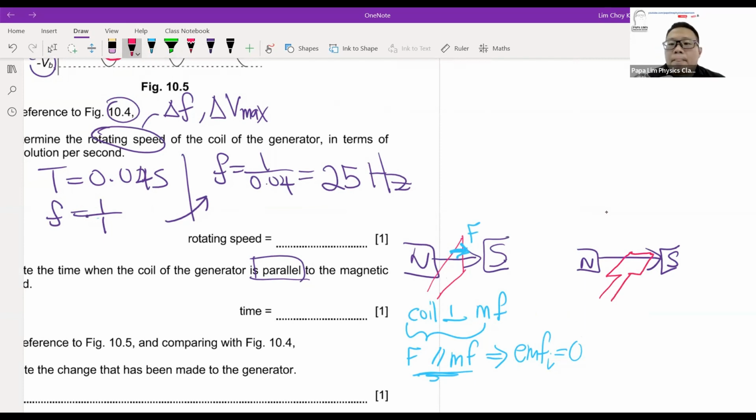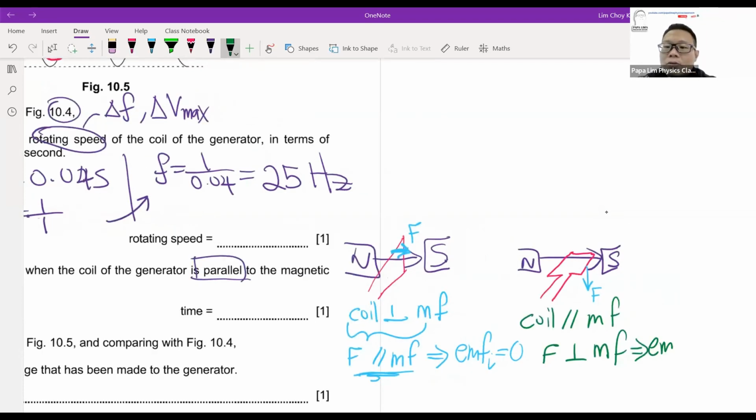But on the other hand, if your magnetic field is this way, but your coil is actually parallel to the field line, in this case you'll find that your force is perpendicular to the field line. So in other words, if your coil is parallel to the magnetic field, the force is perpendicular to the magnetic field line. And in this case, your Fleming's right-hand rule will be valid, and as a result, the EMF induced will be the maximum, and this is what we call your Emax.